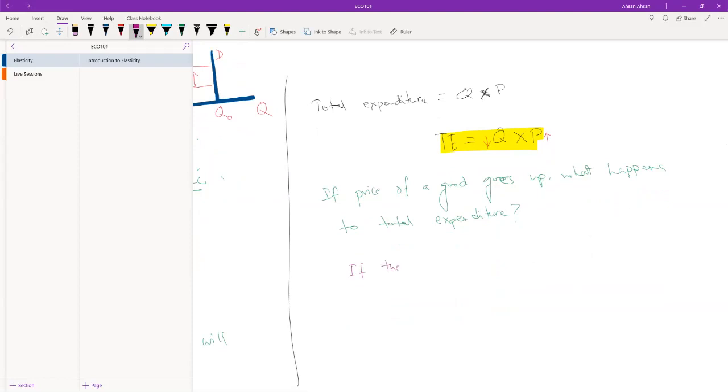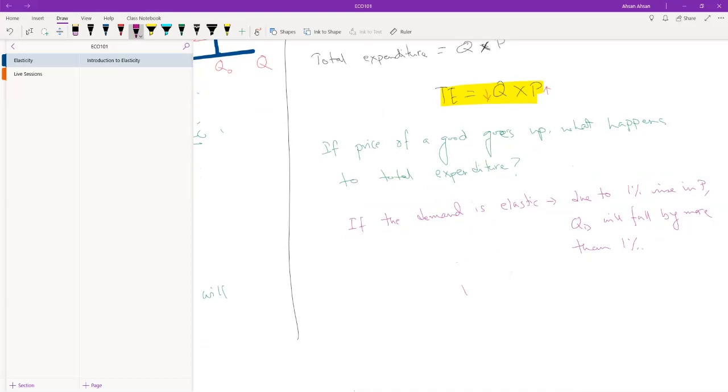If the demand of the good is elastic, what does that mean? It means that due to a 1% rise in price, QD will fall by more than 1%. So as a result, if I write this equation again, Q into P, if P changes, and the change is that price is going up by 1%, quantity is going to go down, but by more than 1%. As a result, total expenditure is going to fall.